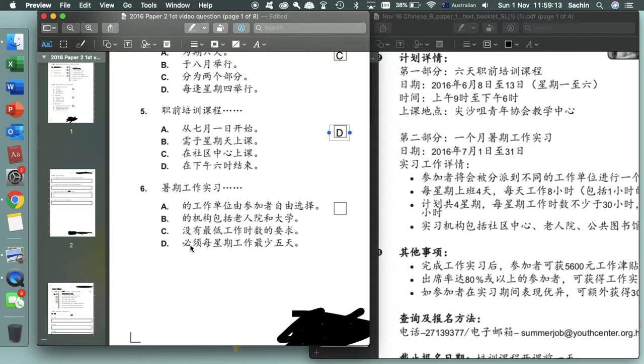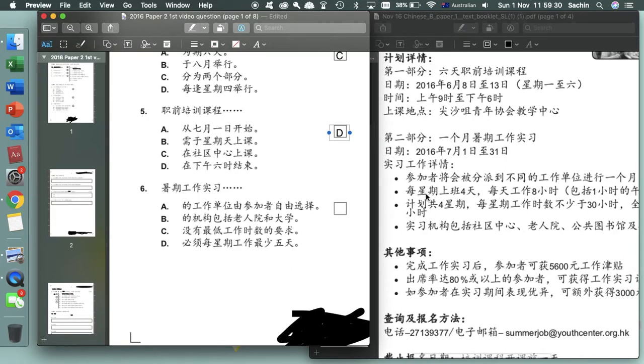And D, which is you must work on a working week. The absolute least on a week you can work is 5 days, but here it's not 5 days, it's 4 days, and that's the maximum you can work. So D is incorrect, so B must be the correct answer.